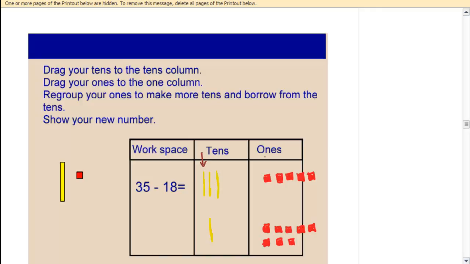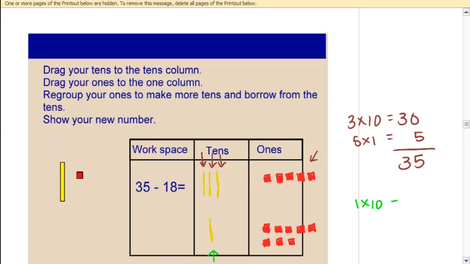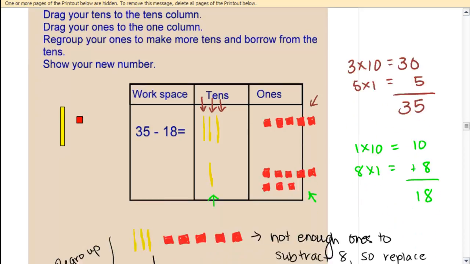So here I have 3 tens, or 3 times 10, which is 30. And then I have my 5 ones, or 5 times 1, which is 5. So that represents the number 35. Then in the next row, I have 1 to represent 1 times 10, which is 10. And then I have 8. So that would be 8 times 1, 8 ones. So this represents the number 18.